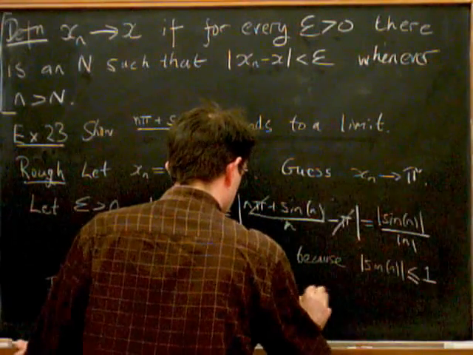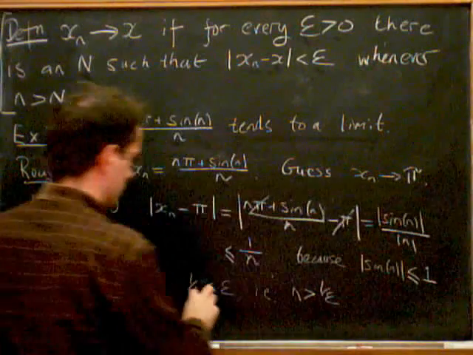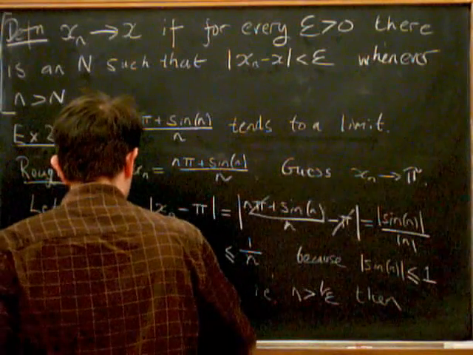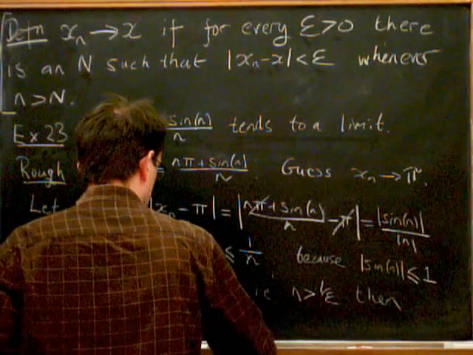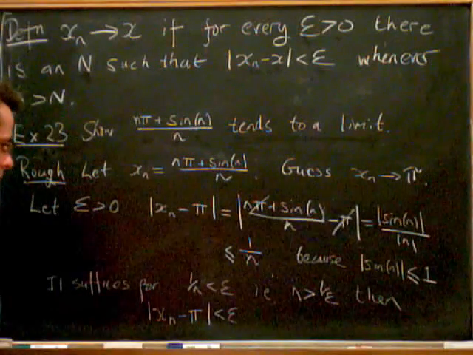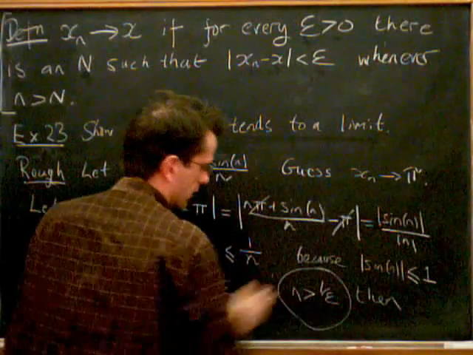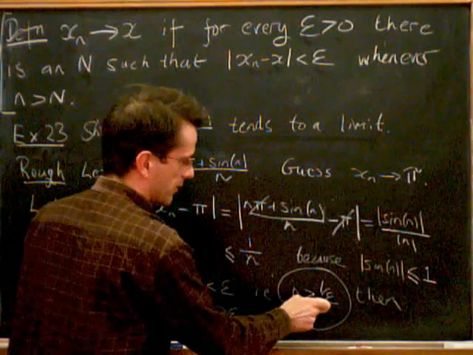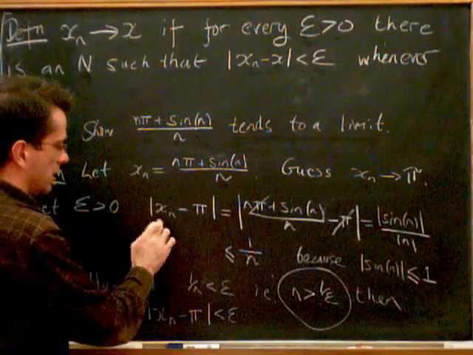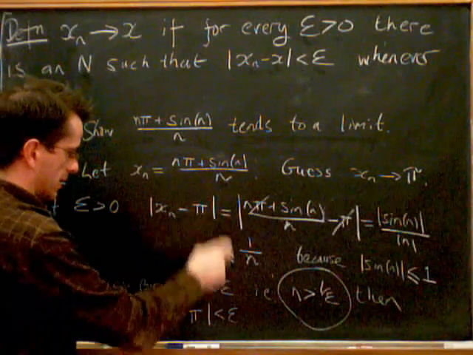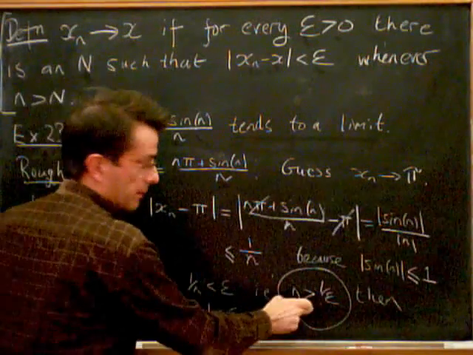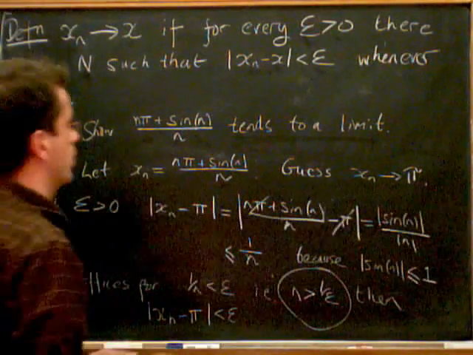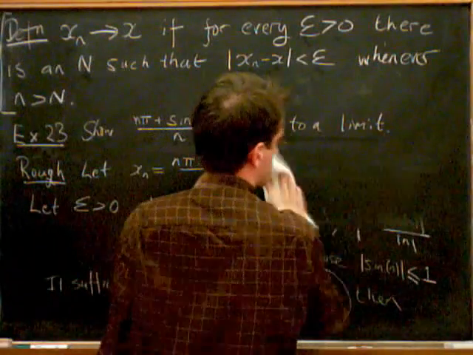n is bigger than 1 over epsilon, because if that's true, then mod xn minus pi is going to be less than epsilon. So this is the thing we were looking for. We were looking for some number such that when little n is bigger than that number, then the difference between the terms in our sequence and the limit is less than epsilon. So this is the bit we've got to remember from our rough work here. So now we can obliterate our rough work, but just remember that.